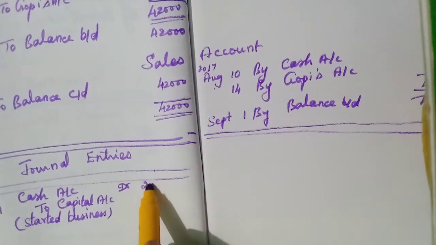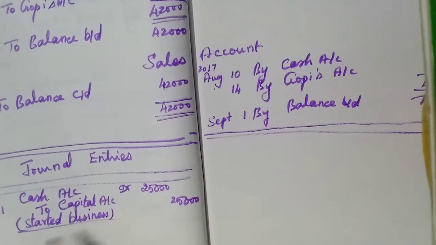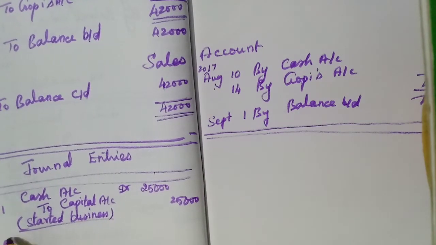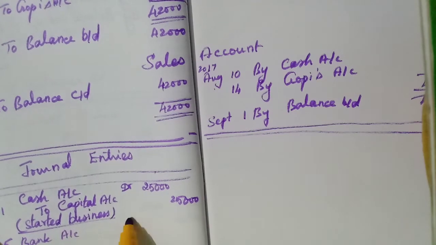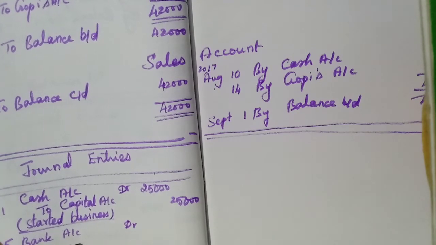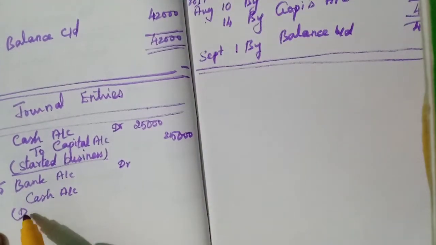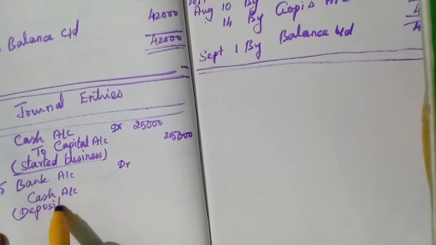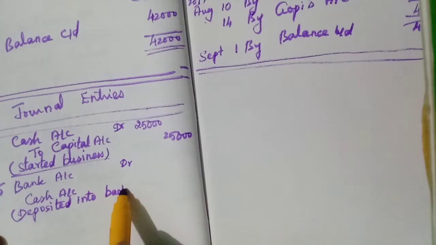$25,000. Then fifth date, deposited into bank. So here two accounts are affected. One is bank, it is receiving, so debit the receiver. Then another one is cash, cash is going out, so credit what goes out. So cash account, deposited into bank.